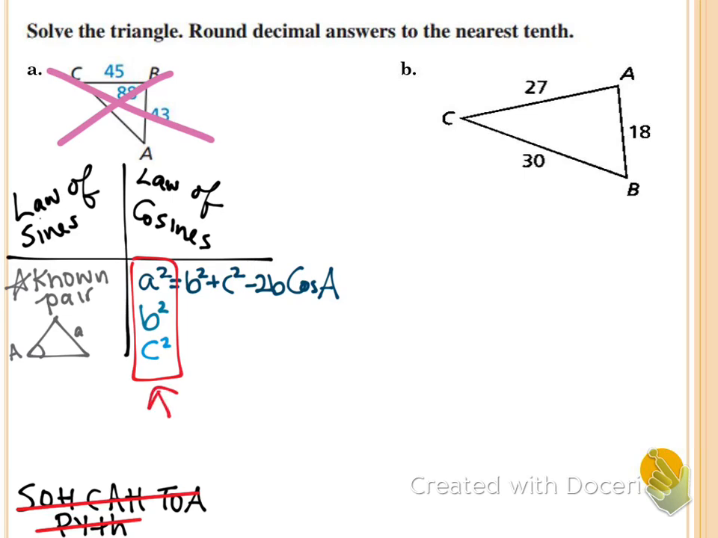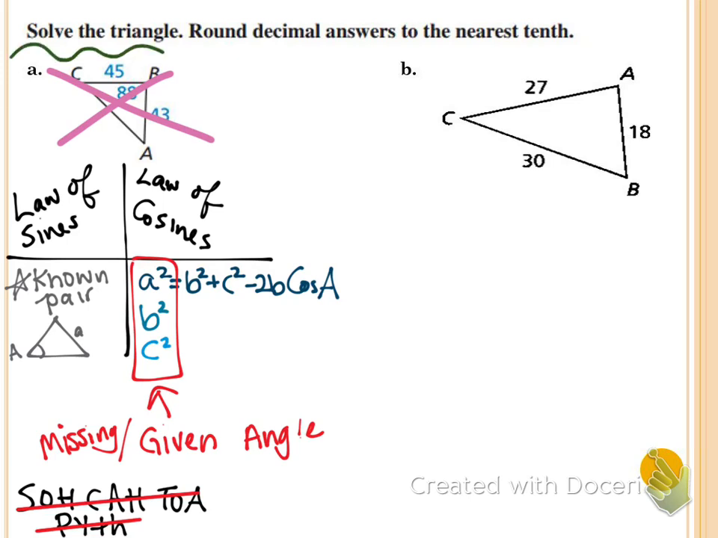But how do you know which one to use? You know it based on your given angle or your missing angle. So whatever angle you're trying to find or what angle you are given, you're going to set up your equation using that letter, A, B, or C. So what you want to ask yourself to start, do I have a known pair? In this first example, I have three sides, I don't have an angle, so I don't have a known pair.